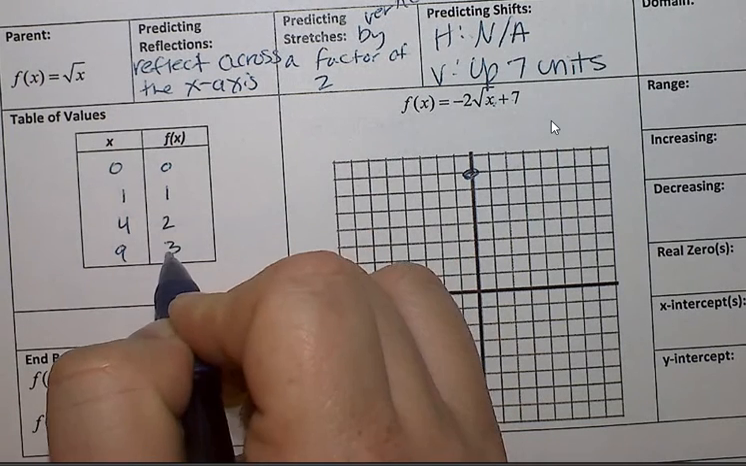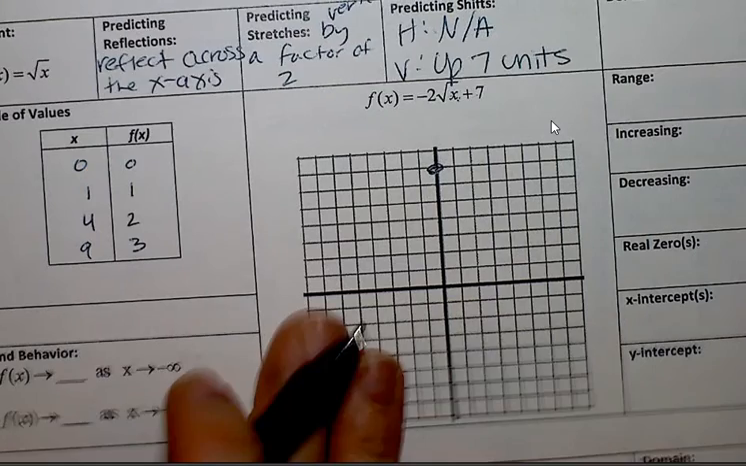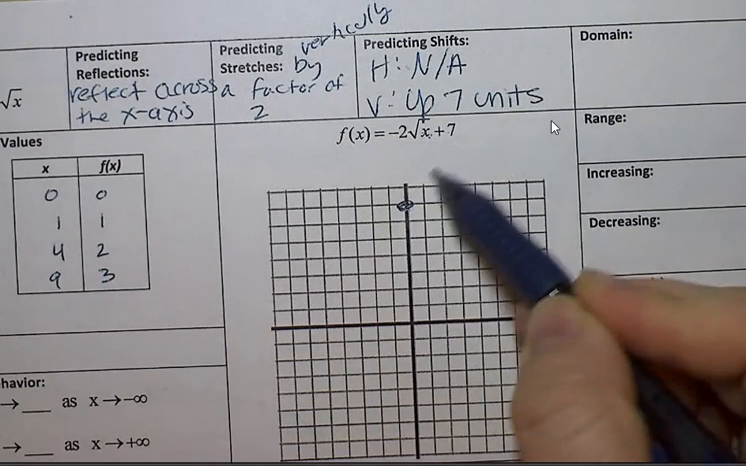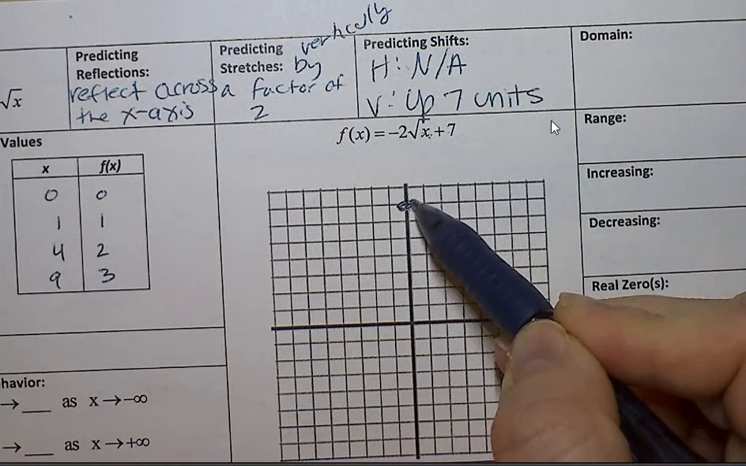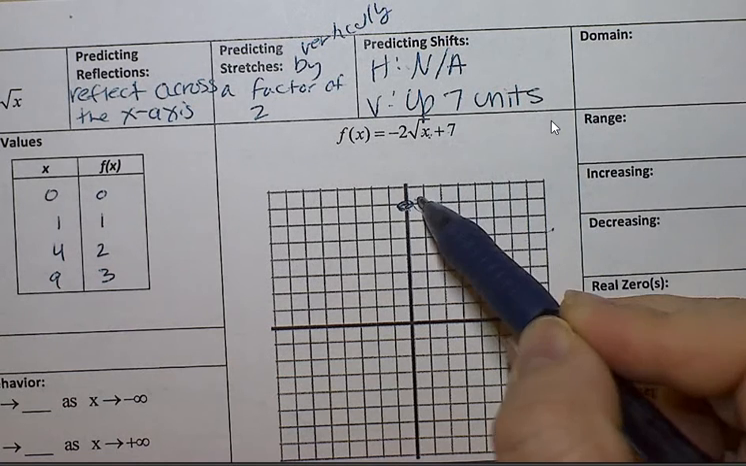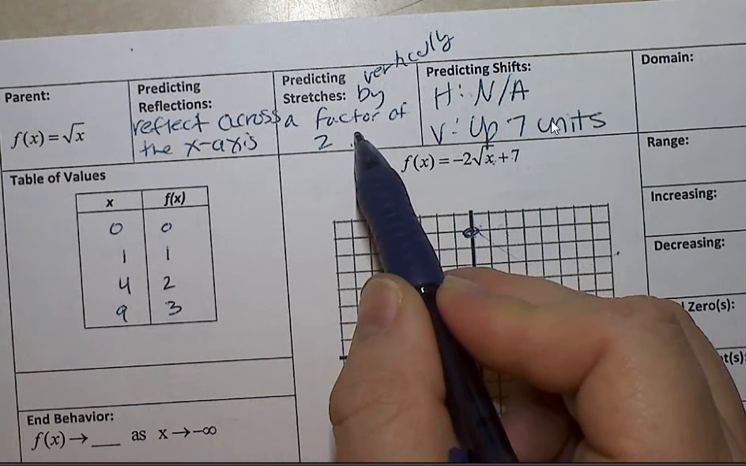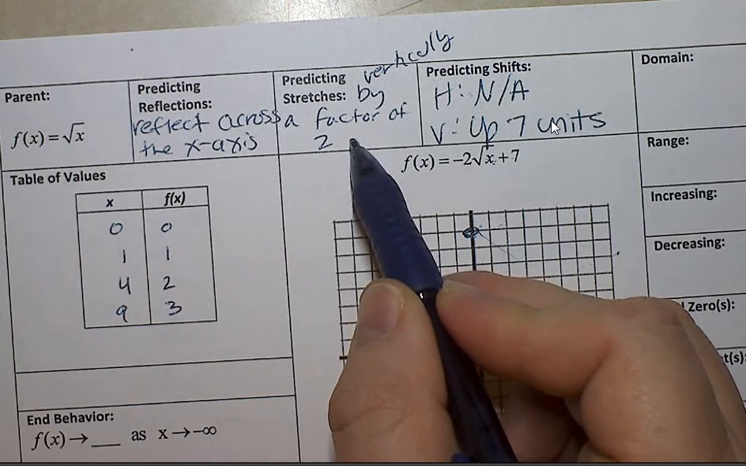Okay, now here's the deal. Instead of this graph now moving upward, instead of it moving like this, it's now going to go down. And not only is it going to go down, it's going to go down at a faster rate. It's going to move down because it's being vertically stretched by a factor of 2.